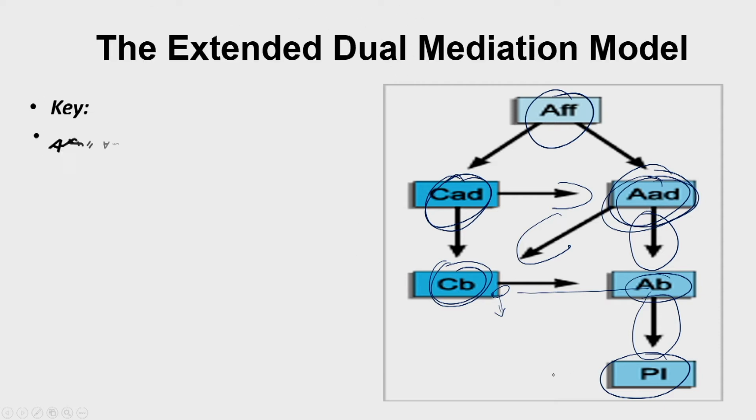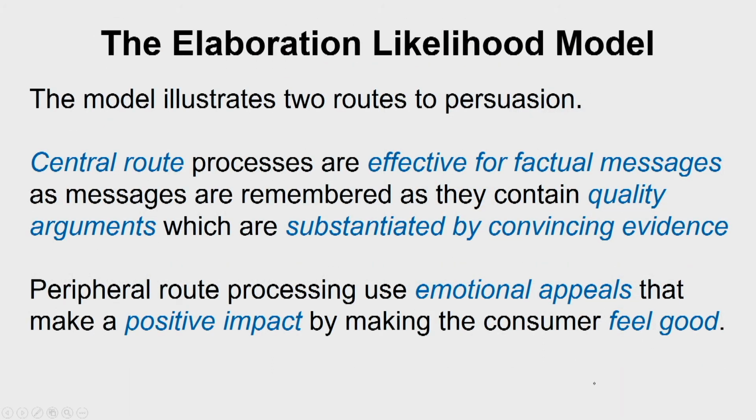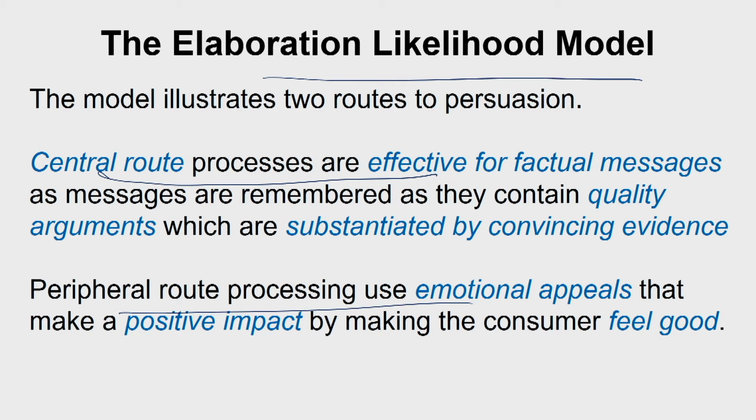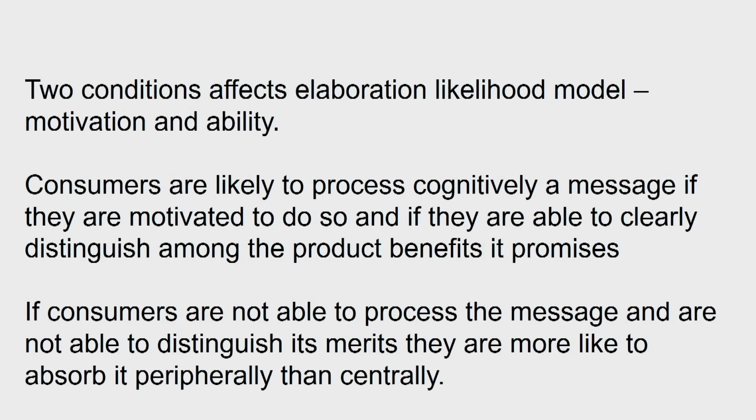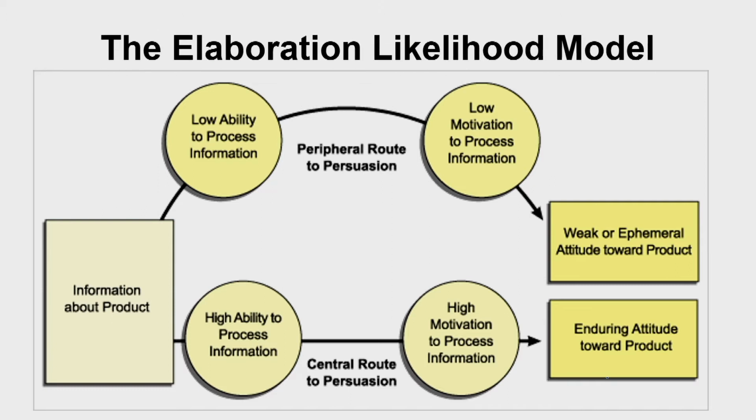So, if you remember from the last class, there is a way to define this, and we discussed this in the last class. The last model that we discussed was the elaboration likelihood model, which has 2 processes, the central route and the peripheral route. The central route is used for factual messages and the peripheral route is used for emotional messages. We also looked at various conditions, for example, motivation and ability, and how motivation and ability influence message perception and behavior of consumers in the marketplace. So, these are the things that we did in the last class.